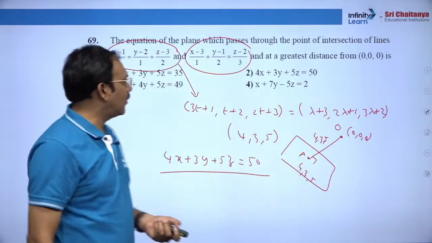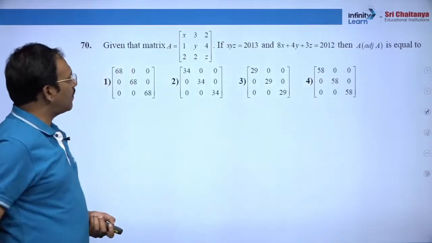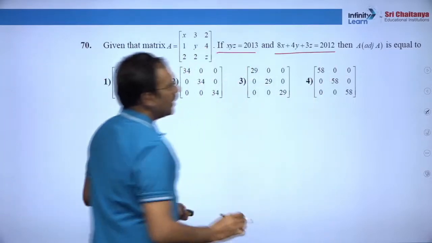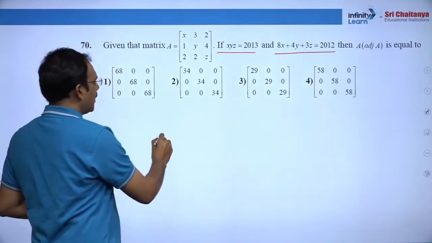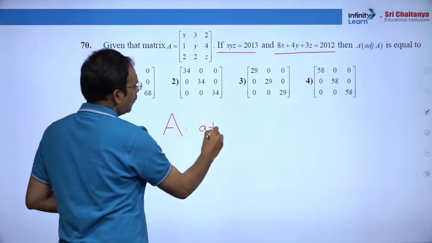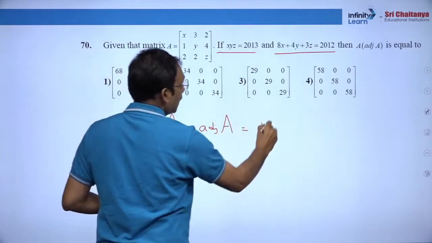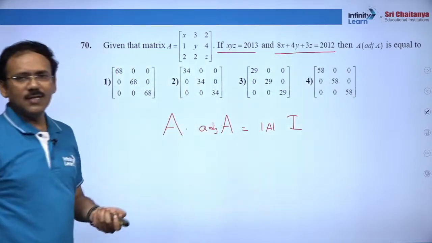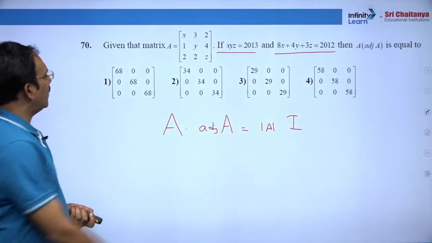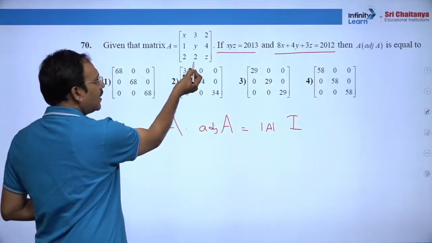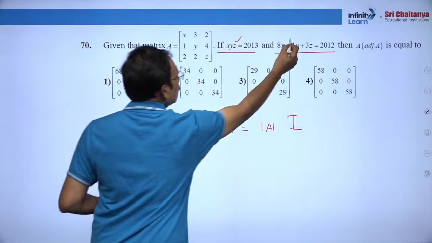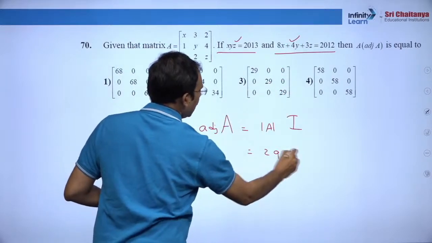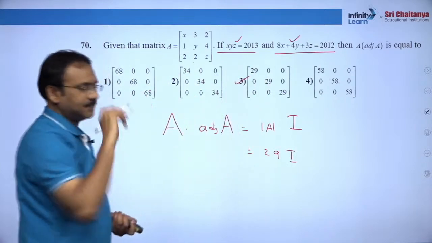That is it. Okay. Next, given a matrix, some extra data is given, A into adjoint A. It is a standard formula, A into adjoint A is det A into I. You need det A. See, all are in the form of some number into I. How to find det A? You just expand det A. If you use these two data, you will get det A value is 29. You will get 29I. This is the answer. Okay.